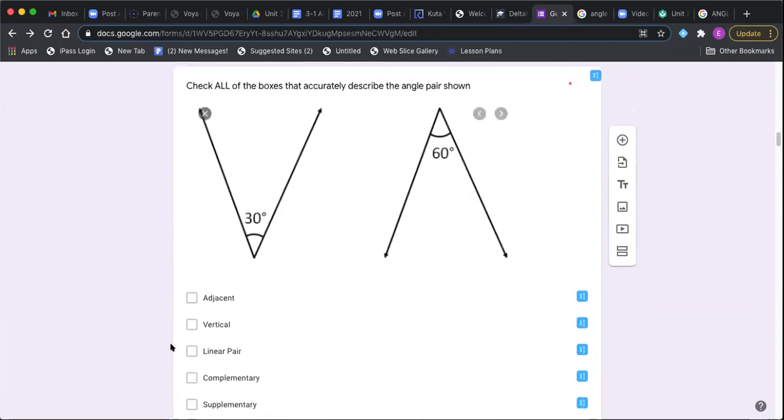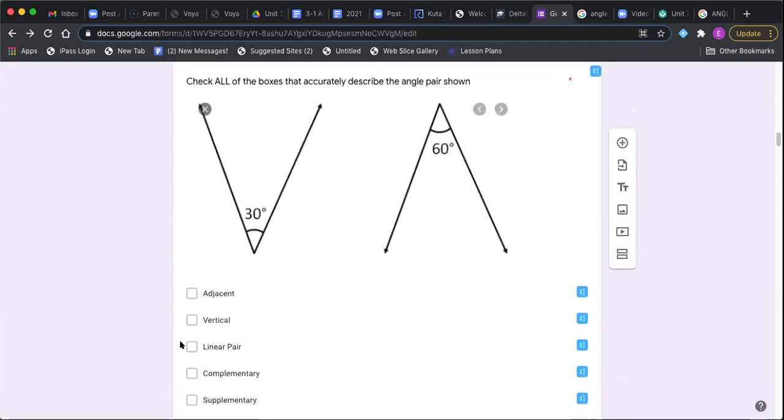These two. All right. They are not adjacent. They're not next door neighbors. So I'm not going to pick that. They're not vertical because I need that X. They've got to be right across from each other. So no. Linear pair? Nope. They don't make that full rainbow. Complementary means that they add to be 90. Well, 30 plus 60 is 90. So yeah, I would have to pick complementary. Supplementary, no, because they add to 90, not 180.